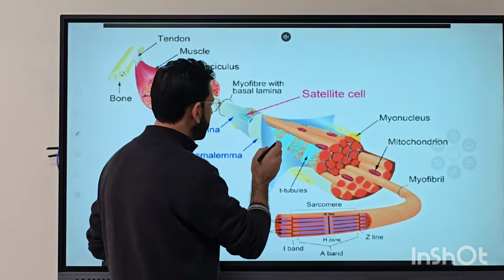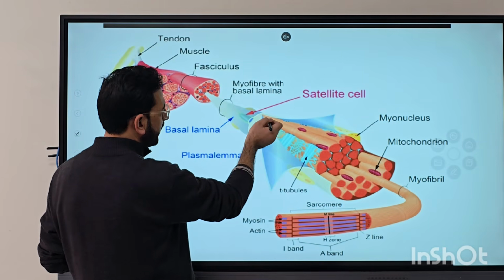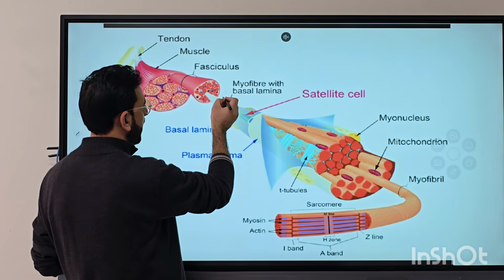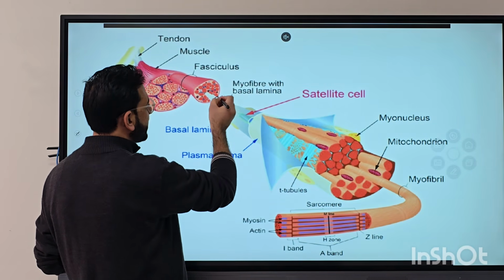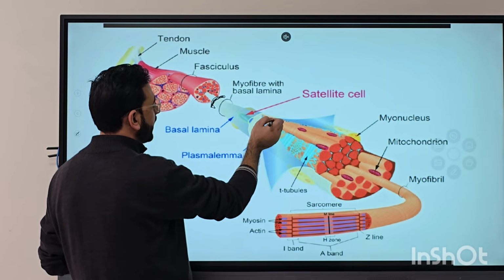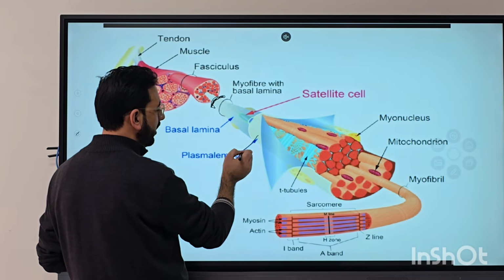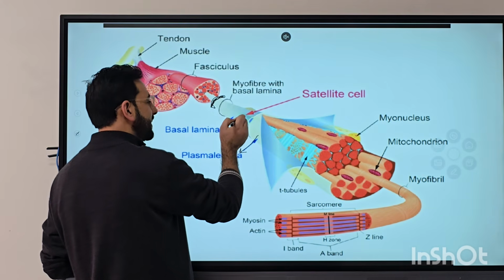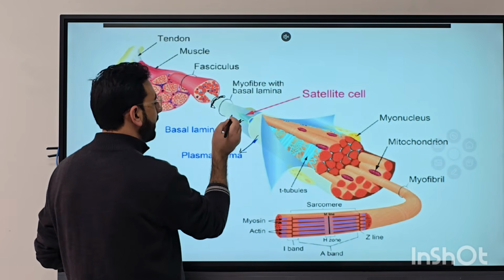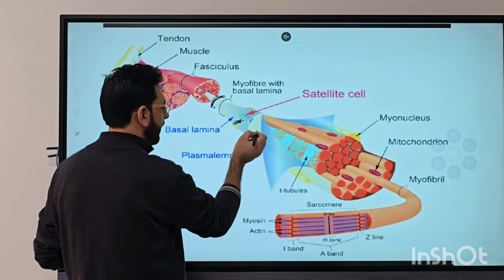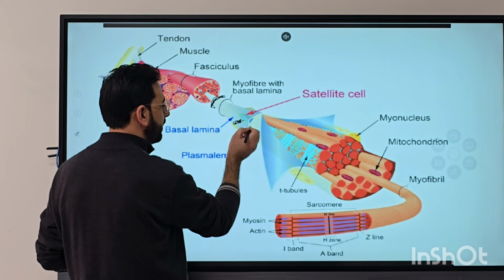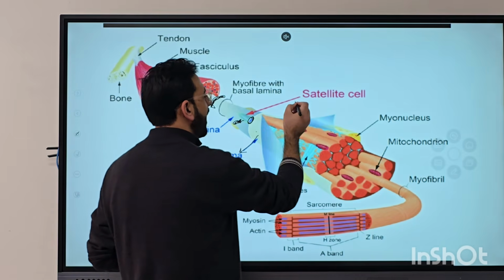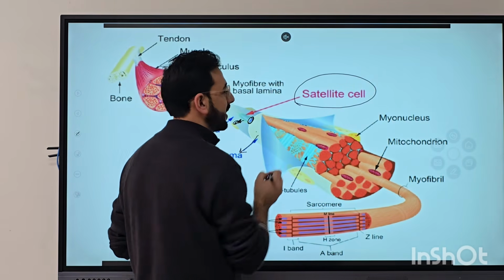Okay, now suppose here we have this muscle fiber, and here is the endomysium. Endomysium is here, and between the endomysium and the sarcolemma of the muscle fiber there is the basal lamina. Now basal lamina, please understand this, between the basal lamina and this plasma membrane or sarcolemma there are special stem cells present, and those stem cells are called satellite cells.